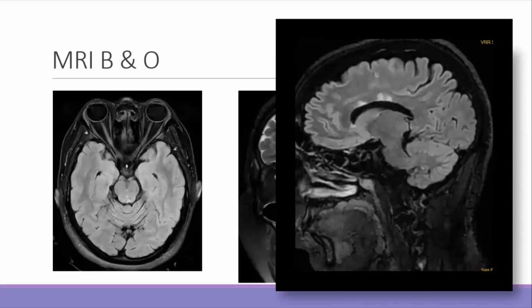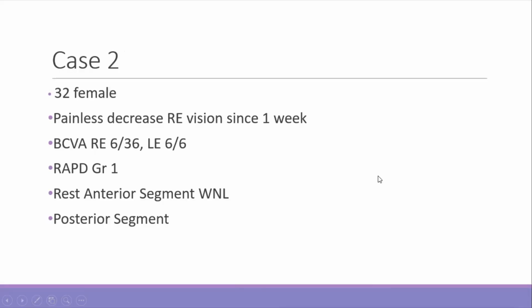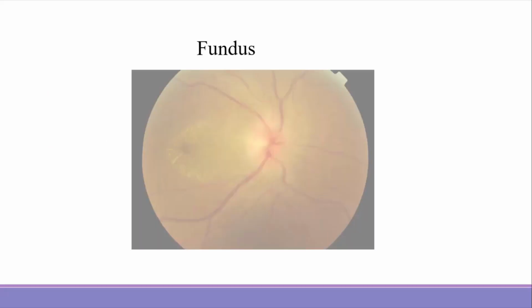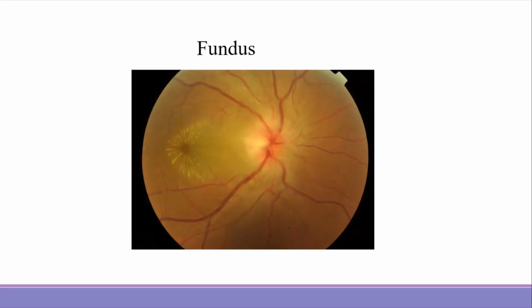Now, this patient also had T2 hyperintensity in the periventricular white matter. So what are these called? Dawson's fingers, yes. So coming to case number 2, a 32-year-old female presented with painless decreased right eye vision since 1 week. Her best corrected visual acuity was 6/36 in the right eye with a grade 1 RAPD. The rest of her anterior segment was within normal, and she also, on questioning, gave a history that she had recently adopted a kitten. So her posterior segment findings showed disc edema with... So what is your diagnosis?